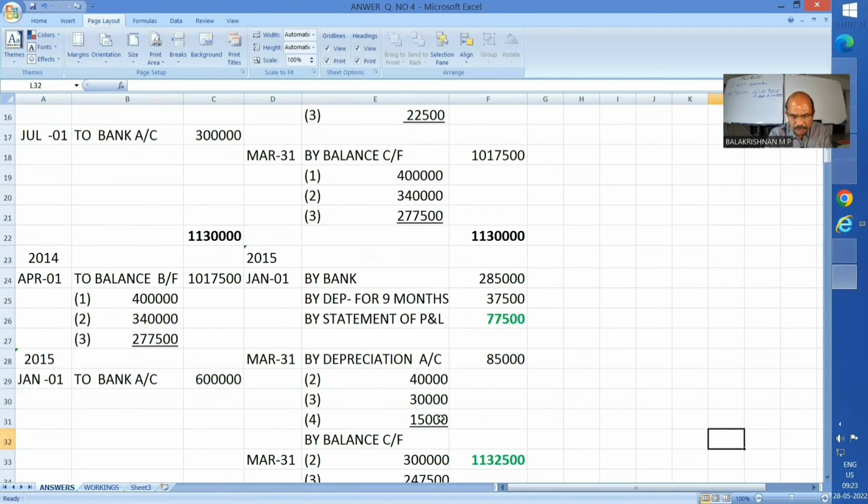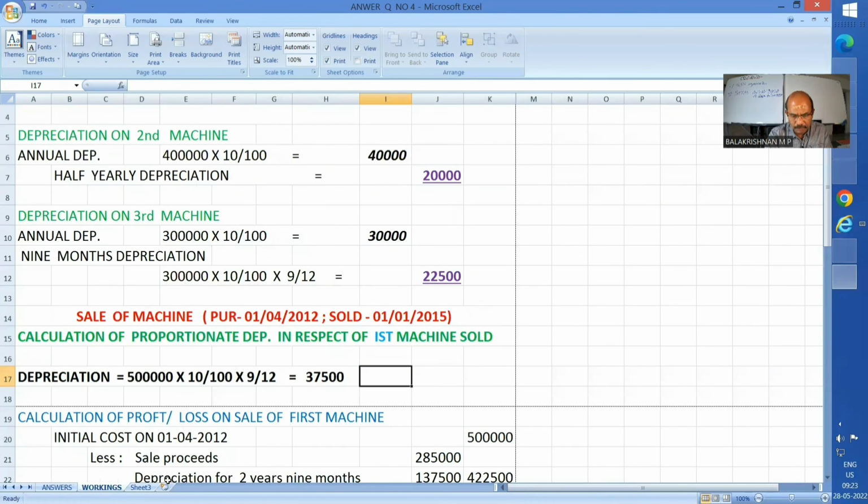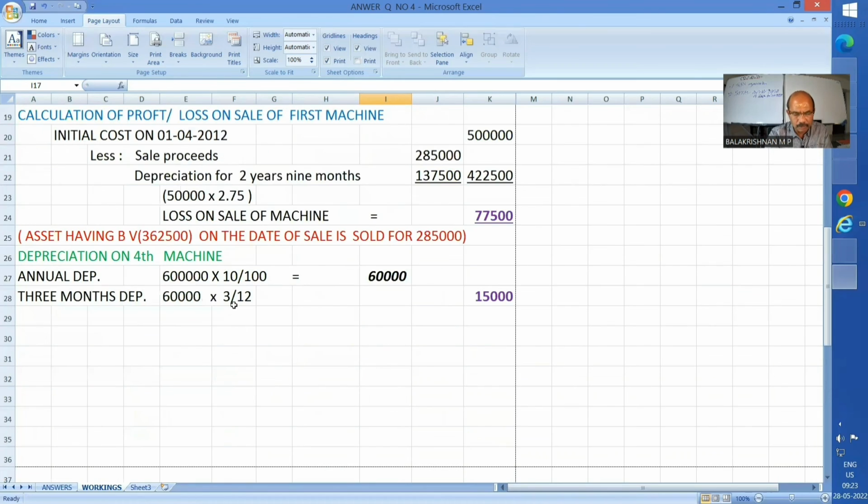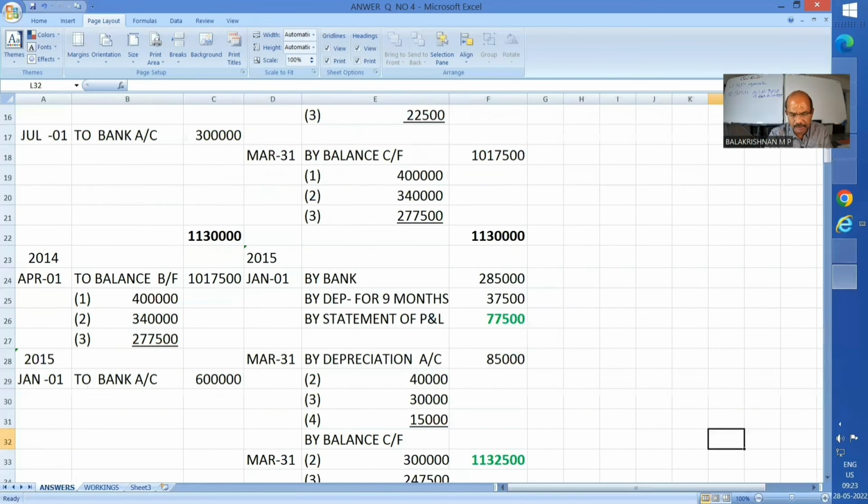In respect of machine 4, it came into the picture for a few months only. How many months? Only 3 months. For the full year, depreciation was 6 lakhs into 10%, 60,000. For 3 months, 15,000. That 15,000 only I should account here. So all the machines in the picture: the first machine is not at all in the picture, so not to be considered at all. It has been sold out. Second machine, third machine, and fourth machine. These are the respective depreciations. Sum of it comes to 85,000.